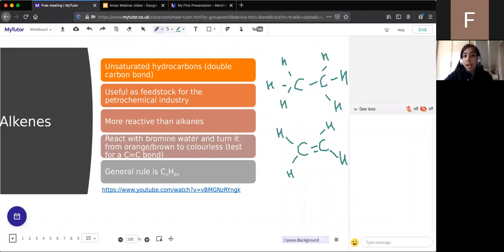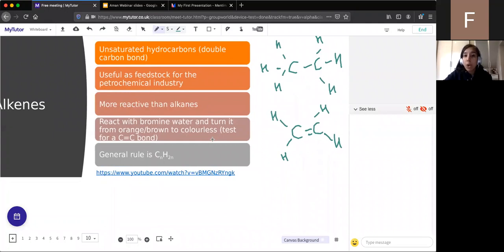The next thing we need to know is that they react with bromine water and turn it from brown to colourless. Now, what's really important is that's not the test for an alkene. That is the test for a double carbon bond. So often in school, you'll do this test where you will see if you've got 2 beakers full of, say, one's an alkane, one's an alkene, you'll add bromine water to detect which one is the alkene.